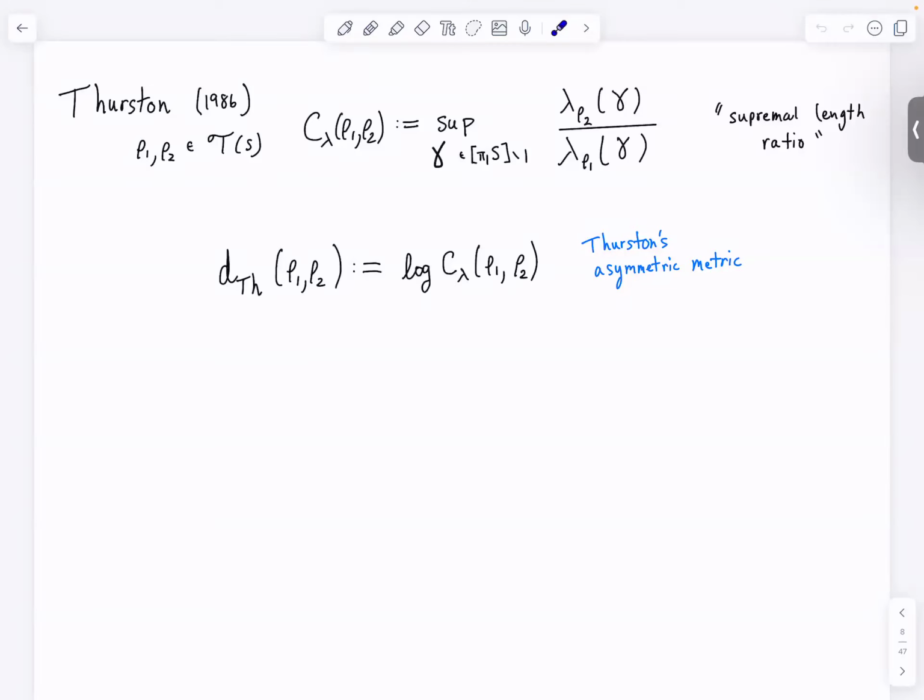If I take this ratio for rho 1 and rho 2, and exchange the roles of the numerator and the denominator here, it turns out I don't get the same thing typically. The supremum is some other number. Okay, so we call this Thurston's asymmetric metric on Teichmüller space. It's a really beautiful object, and studying it has led to a lot of cool geometry, some of which I'll tell you about.